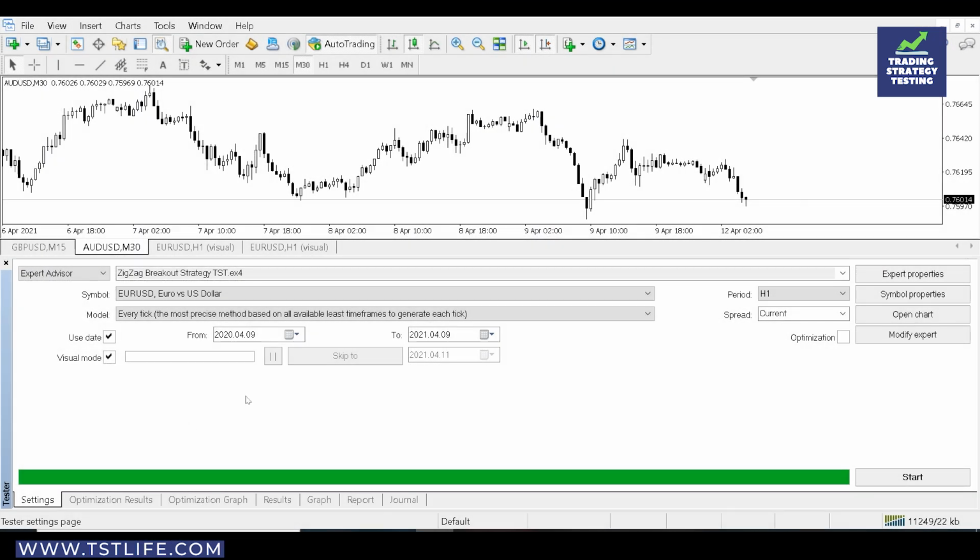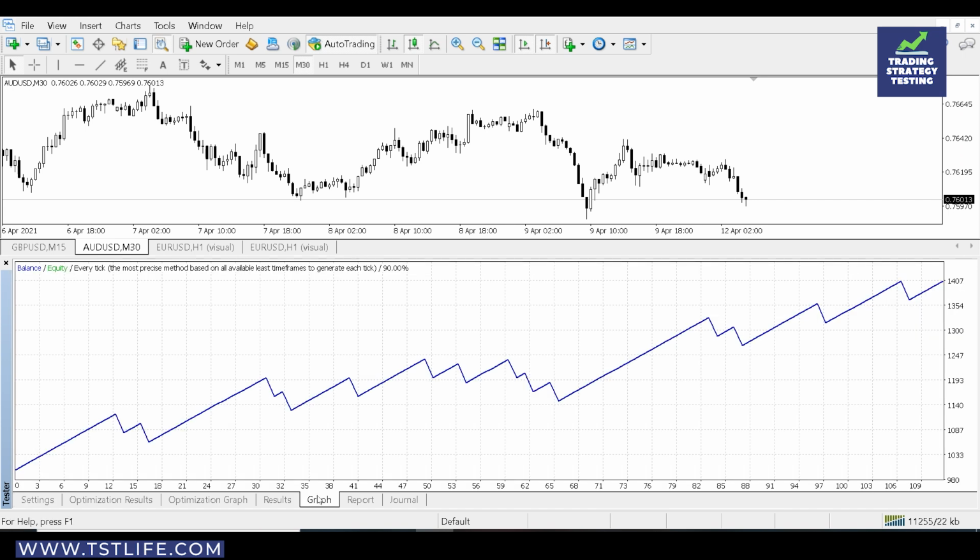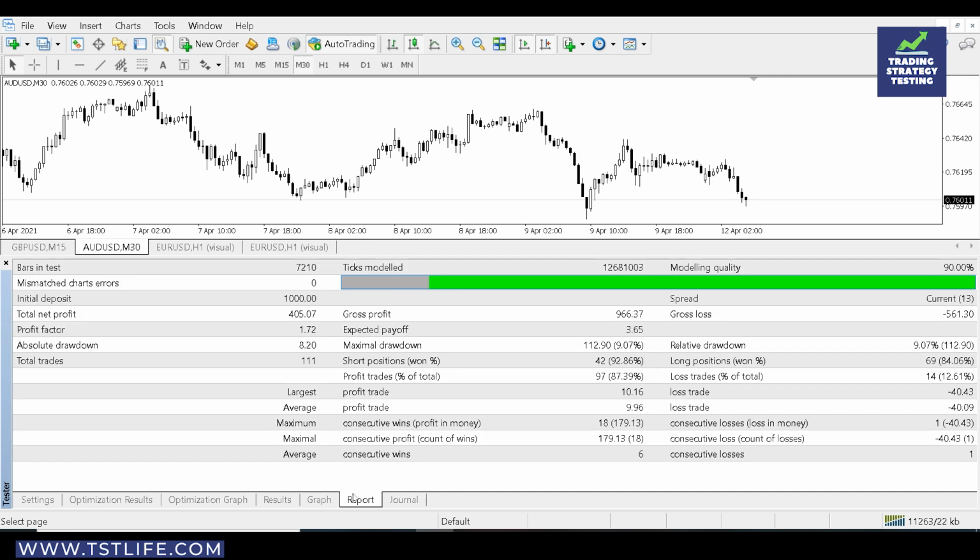Excellent, we have just finished backtesting the strategy. Let's look at the results now. We can notice that the equity curve has been increasing and the drawdown is definitely better than the one we saw previously. But let's look at the detailed report.